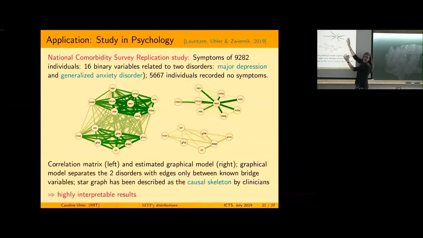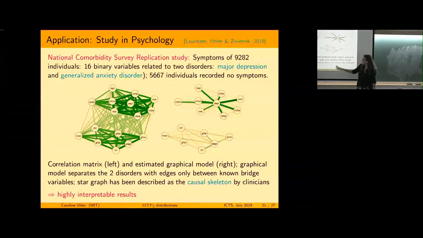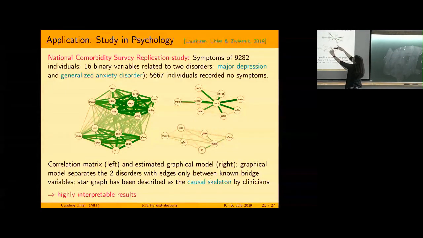Okay, we get exactly out what these psychologists have been thinking, and in particular, we get this star graph, which they called in the paper the causal skeleton. You just get it out quantitatively. The only edges that we get out are the edges between these bridge variables. So there is concentration, which appears for this disease and for this disease. There is the sleep variable, which appears in both, and there is this fatigue variable, which appears in both, and we just get it out. So all these bridge variables actually just come out quantitatively.